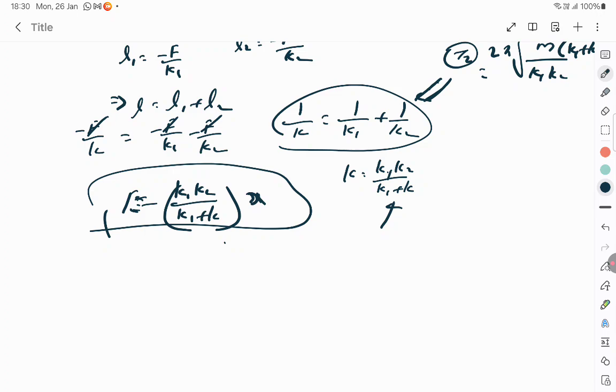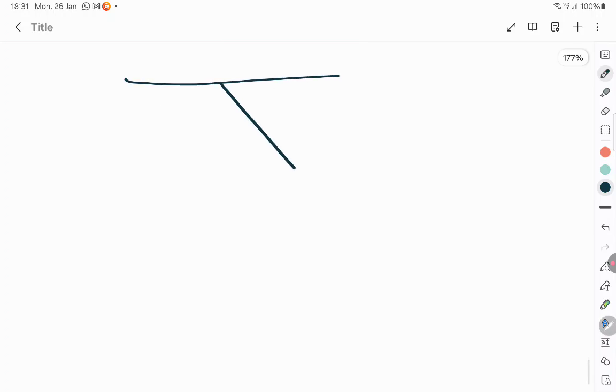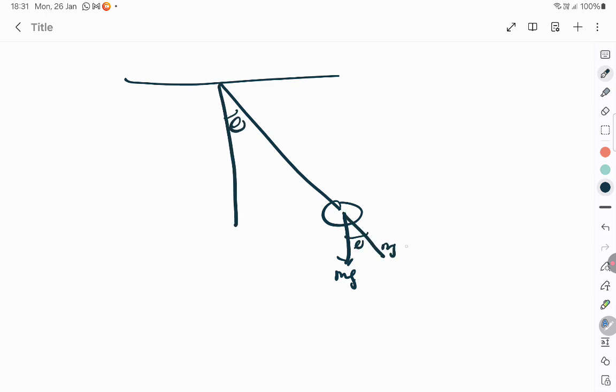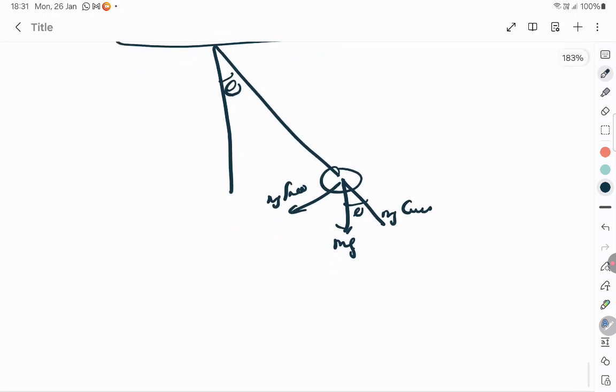So then is the pendulum, a simple pendulum. Supposing this is mg, which is acting downward, and this is going to make an angle theta with the vertical, so this will be mg cos theta, and the restoring force will be mg sin theta, which is going to bring it back to the equilibrium position. And this is the tension in the string, which you already know of. So in this, the restoring force is mg sin theta.